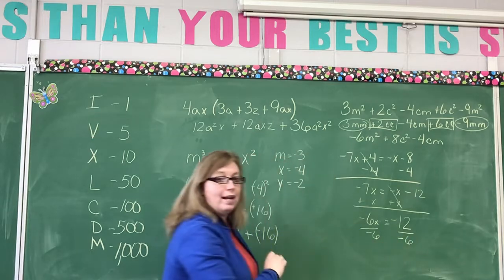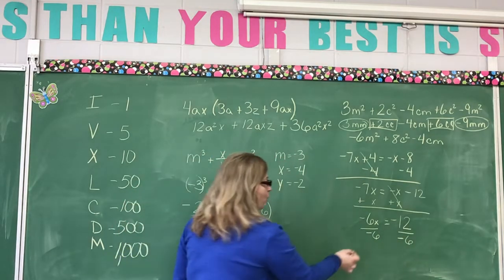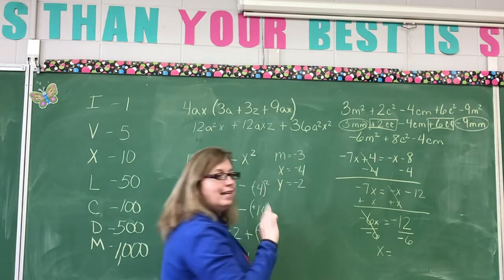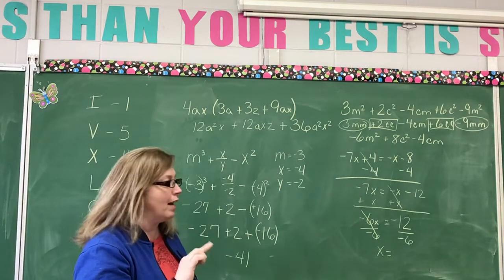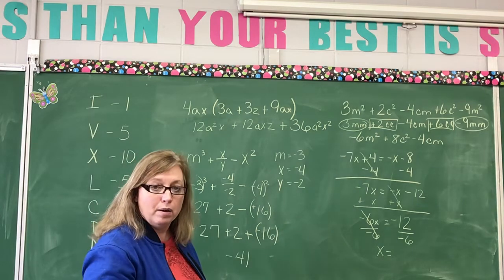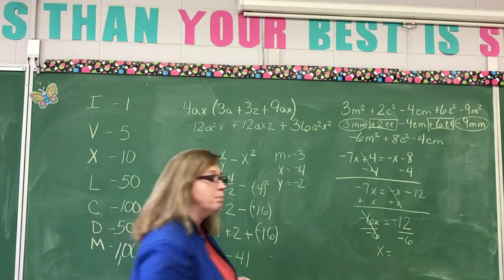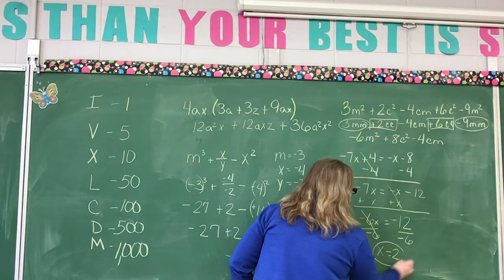Whatever I do to the right, I must do to the left, or left, I must do to the right. This is going to cancel, leaving me x. Now I say negative 12 divided by negative 6 is, well, 12 divided by 6 is 2. Since they're both negative, my answer is positive. So my answer is 2.